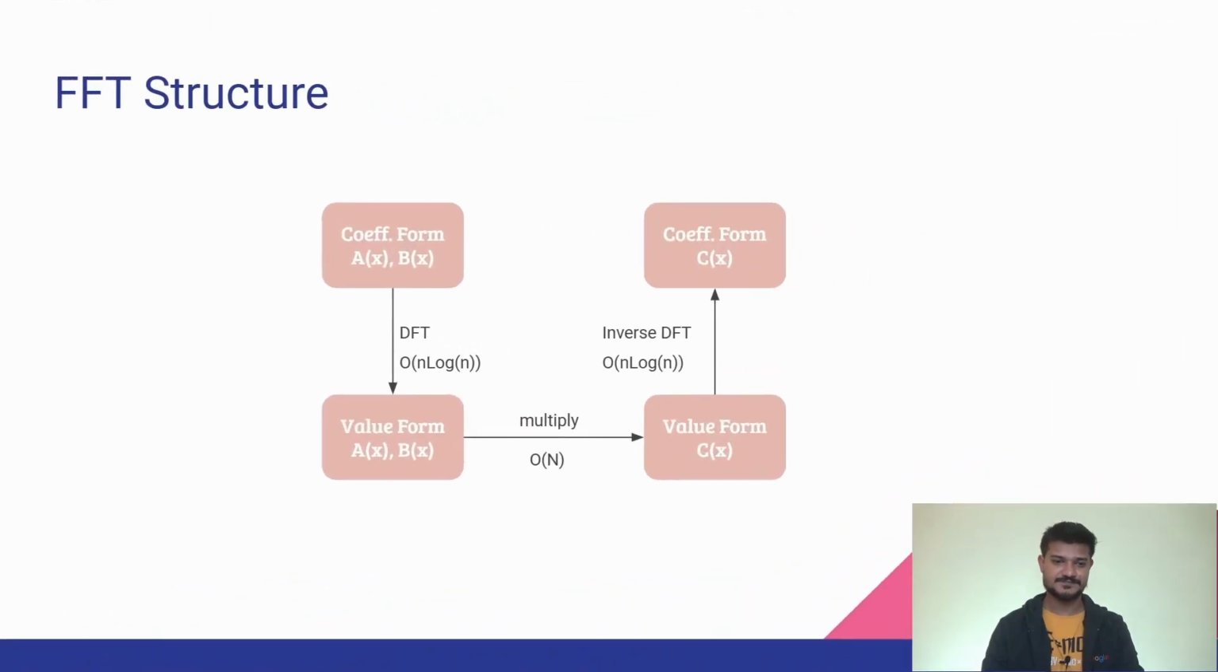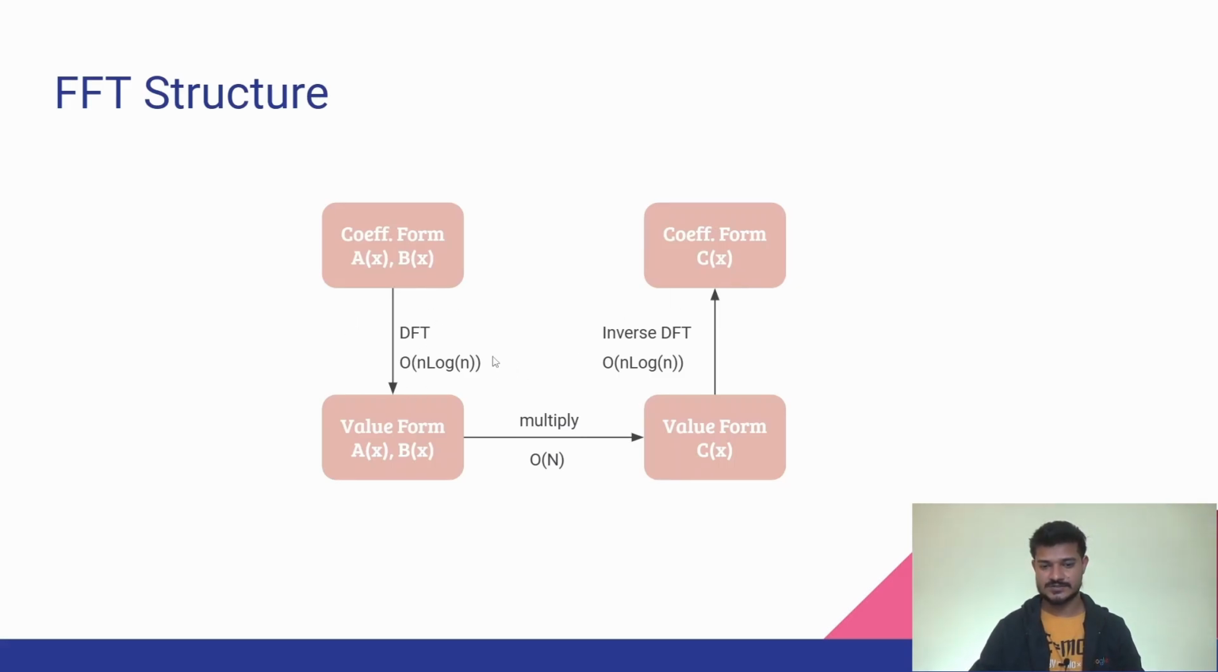So let's get started. So we have already seen in the last lecture, this is what the structure of FFT looks like. We have two polynomials that we want to multiply, A(x) and B(x), in coefficient form. We'll use discrete Fourier transform, basically evaluation of polynomial, and convert those to value form because it is easy to multiply polynomials in value form. Once we have value form, we'll multiply them. We'll get the result C(x), which is again in value form. And then we'll apply the inverse DFT again in n log n time and get the coefficient form of polynomial C. Right? So this is the whole structure.